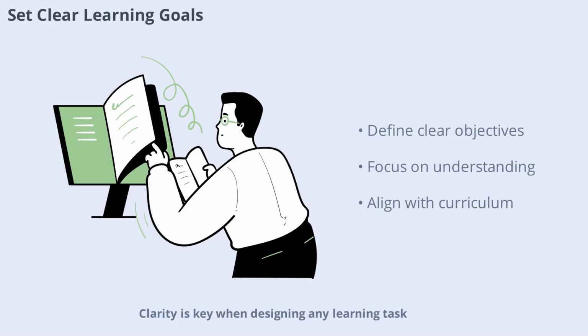Clarity is key when designing any learning task. Clearly define what you want students to achieve by the end of the activity. These goals should focus on understanding, application, and critical thinking rather than just memorization. When students know the purpose behind a task, they're more likely to engage deeply and take ownership of their learning. Make sure your goals are specific, measurable, and aligned with broader curriculum objectives.